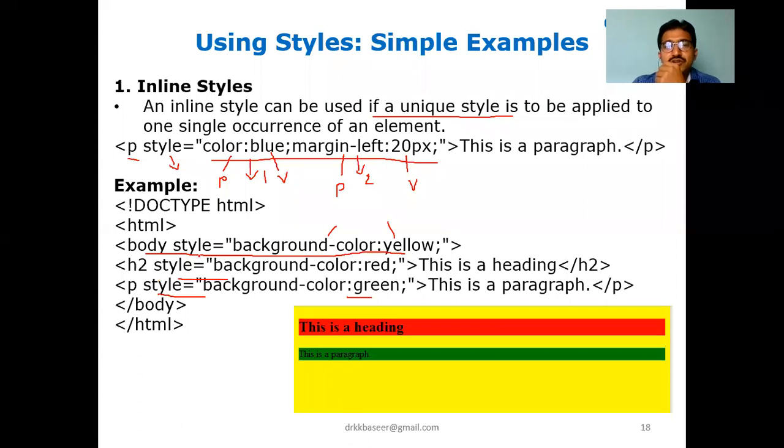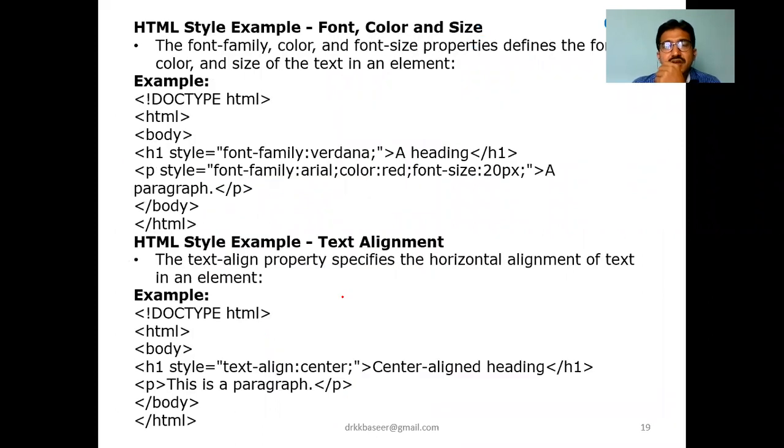Now, for the body totally, the color you have set is yellow. The body is yellow. And the H2, that is the heading, the heading color is red. Right. Now this is a paragraph, so what is the color? Green. Okay. So like this, we can apply different styles.